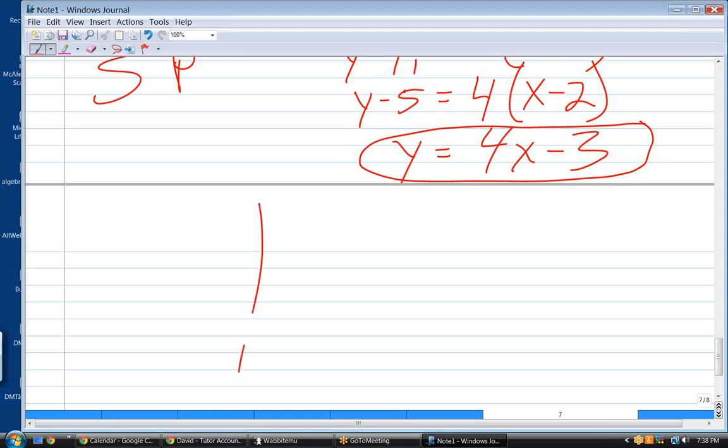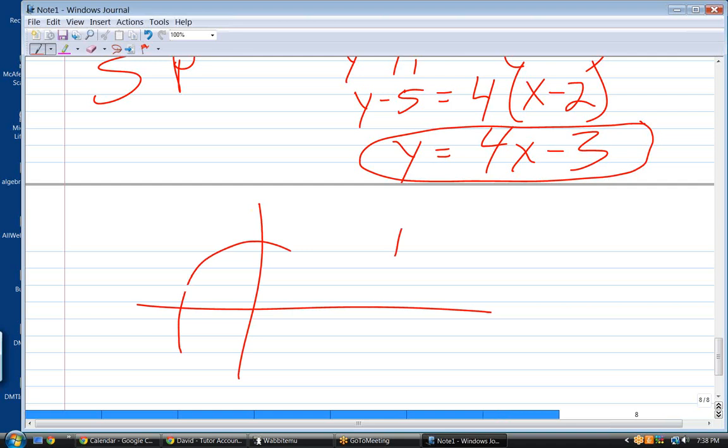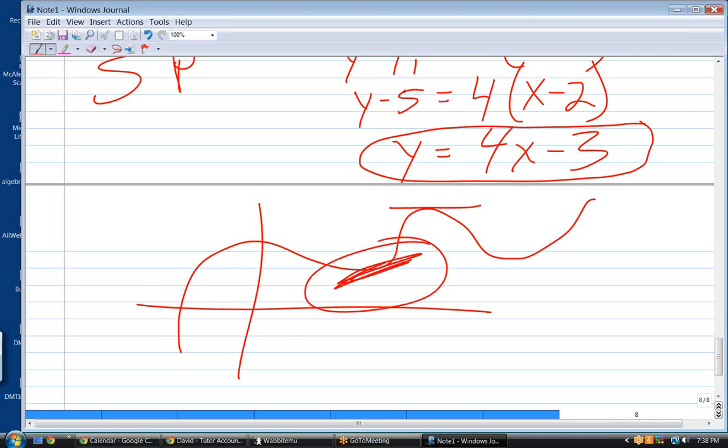In other words, I could have a curved function like this, but the tangent line at any point is going to be linear. It's going to be a straight line. No matter where I'm at, it's always a straight line. But the equation of that tangent line, I could come up with using this technique.